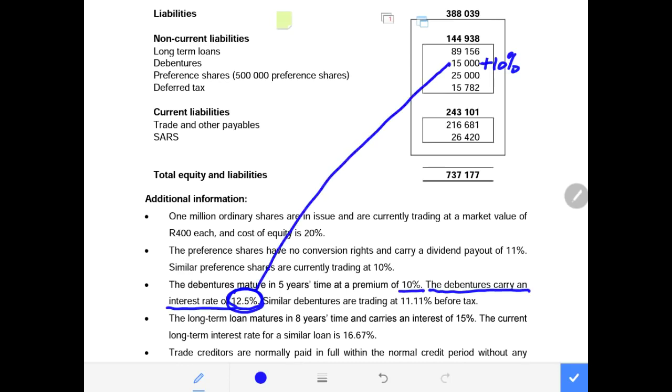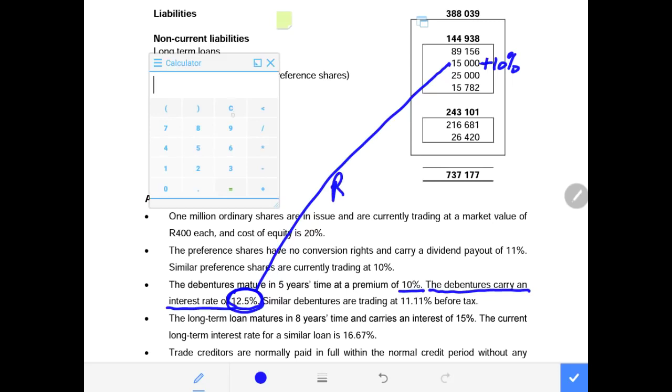So every end of the year, we have to pay these debenture holders 12.5% of the capital that they invested. Remember, they invested 15 million. And on that 15 million, 12.5% must be interest, 0.125. So that means 1,875,000 must be the interest that the company pays per annum to the debenture holders.